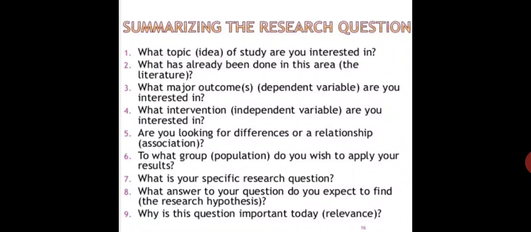Number 6, to what group or population do you wish to apply your results? You have to decide beforehand to what group or population you wish to apply your results. If you want to apply your results to secondary school level students, then you have to take sample from the same secondary level students, and if you want to generalize your results to graduate students or university students, you have to take population or sample from the same area, from the same age group, on which you want to generalize your results.